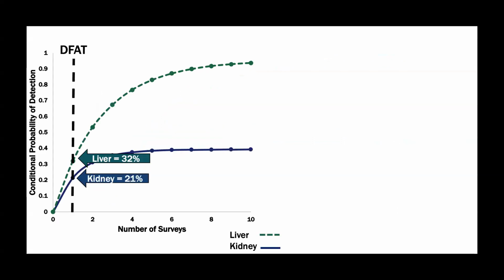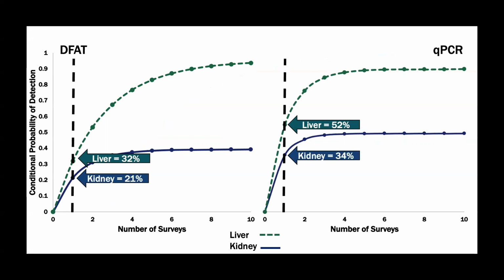Most notably, when we think about the number of surveys actually conducted during routine fish health assessments, where we actually only conduct 1 survey, we can see that with 1 survey, our conditional probability of detection is reduced to 32% with liver and 21% with kidney for DFAT. Then with qPCR with 1 survey, our conditional probability of detection is 52% with liver and 34% with kidney.